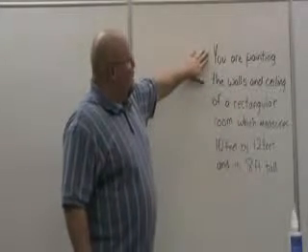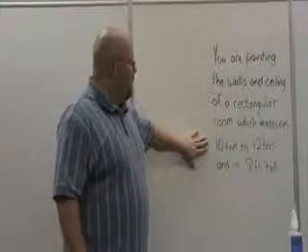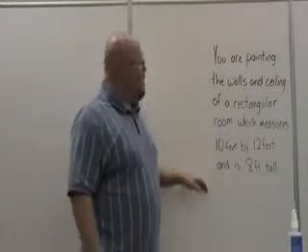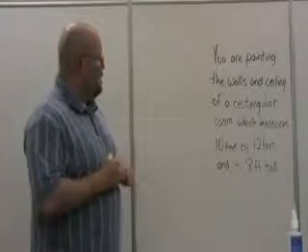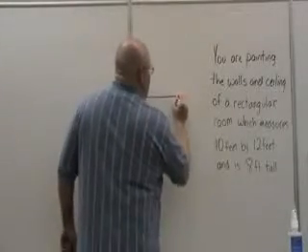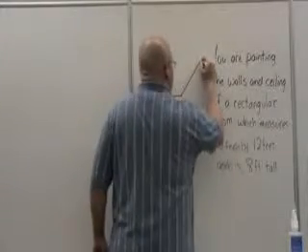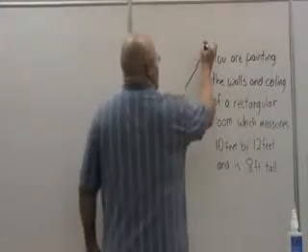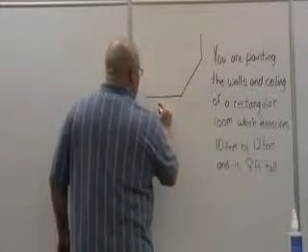This first problem says you are painting the walls and ceiling of a rectangular room which measures 10 feet by 12 feet and is 8 feet tall. First thing you need to do is to draw a picture that represents your room. In this case, I'm going to take the 10 feet and make it the width of the room. I'm going to take the 12 feet, and now I'm going to have my wall, which will be 8 feet tall. So I'm going to put my numbers in here.